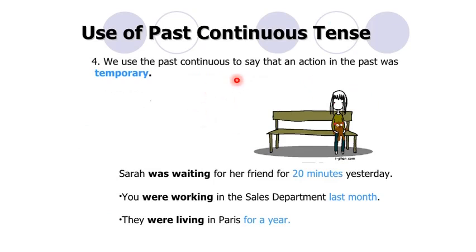We use past continuous to say that an action in the past was temporary, not permanent. For example, Sarah was waiting for her friend for 20 minutes yesterday. So she was temporarily waiting and sitting on the bench. You were working in the sales department last month. They were living in Paris for a year. Now the sentences written in blue indicate that these are temporary actions.